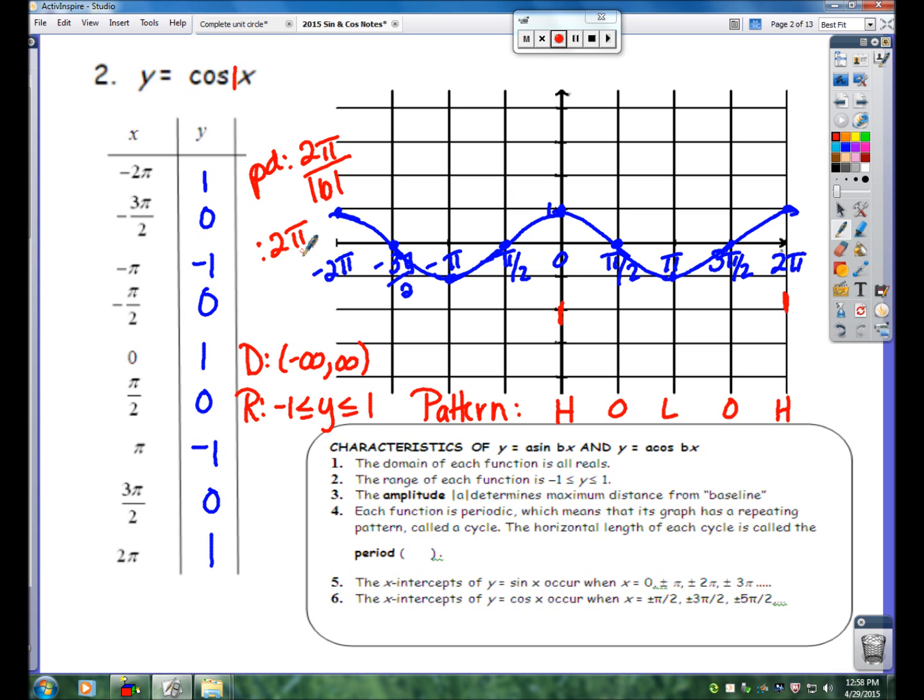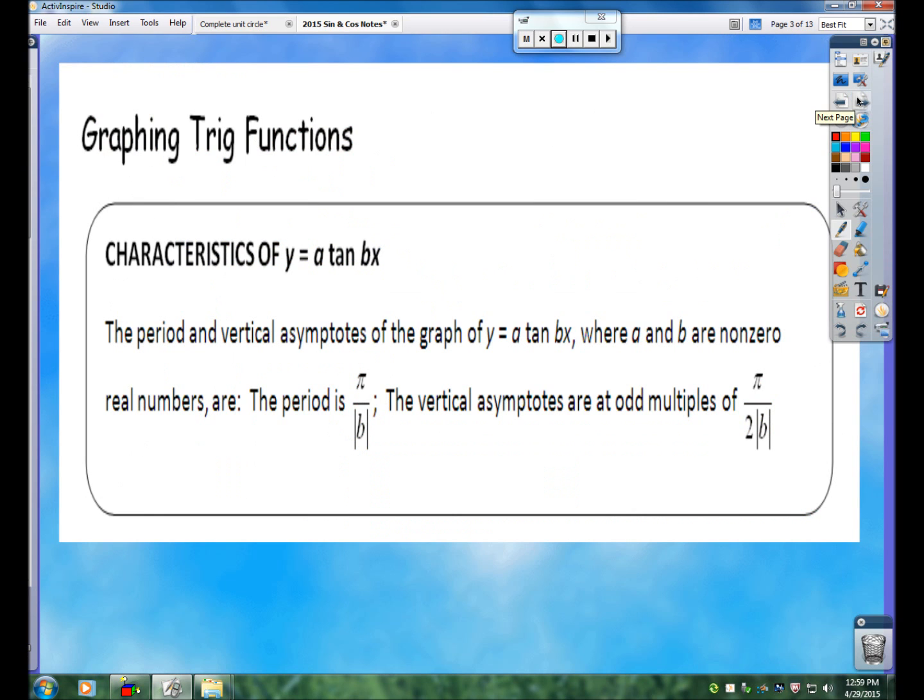Okay, so that's our sine and cosine graphs. So HOLO for sine, HOLO for cosine. All right, let's look at tangent. So our tangent graph is slightly different. A tangent graph is going to have asymptotes because there's places where your tangent graph is undefined. That's why you have asymptotes. All right, notice our asymptotes are defined at the odd multiples of pi over 2 times the absolute value of b. The period also changes here. It's going to change how often it repeats this pattern. It's going to repeat more often than the sine and cosine graphs do.